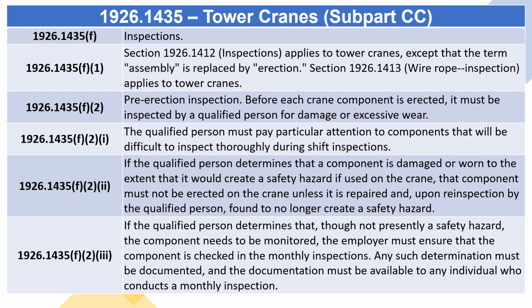1926.1435(f) Inspections. 1926.1435(f)(1) Section 1926.1412 Inspections applies to tower cranes, except that the term assembly is replaced by erection. Section 1926.1413 Wire rope inspection applies to tower cranes.